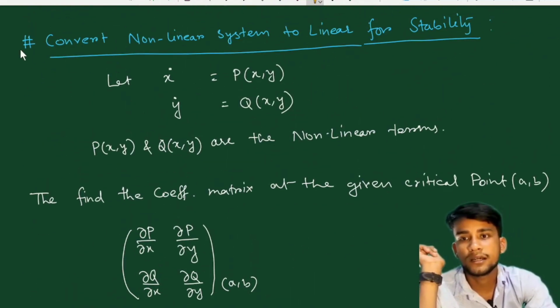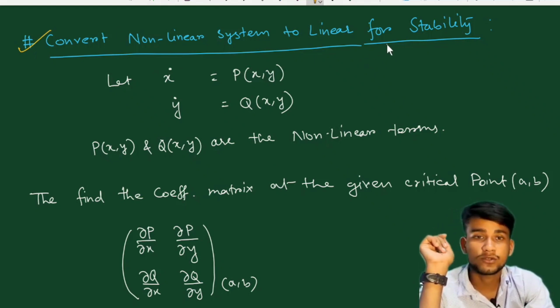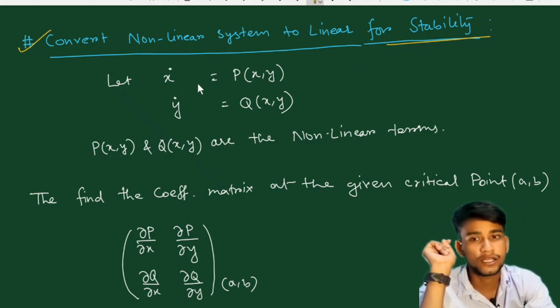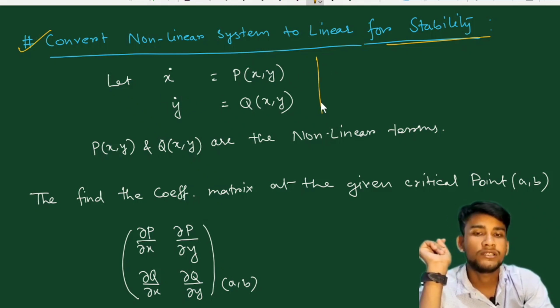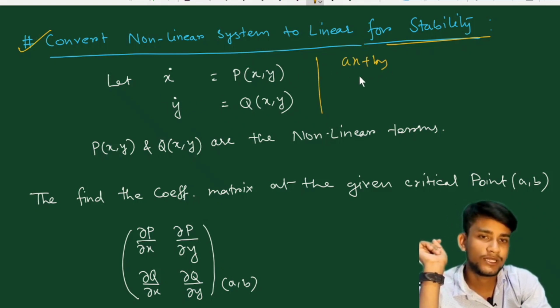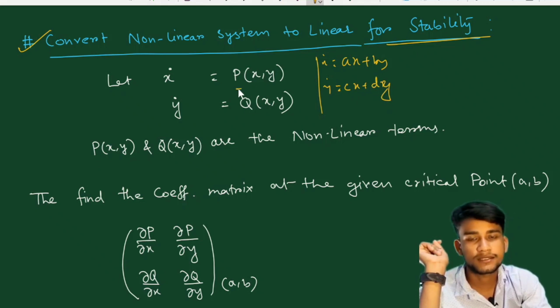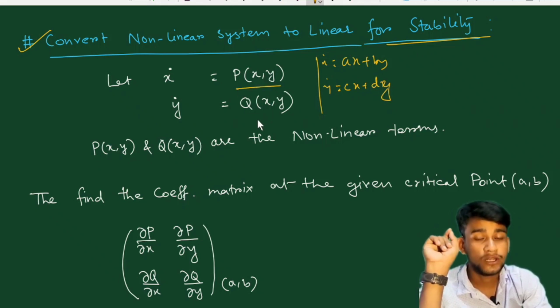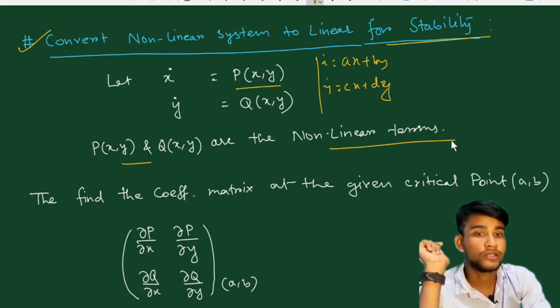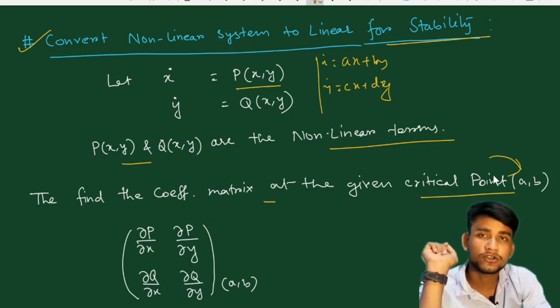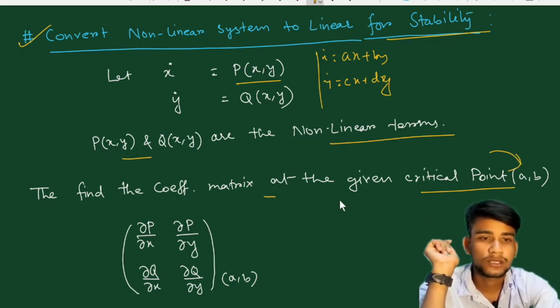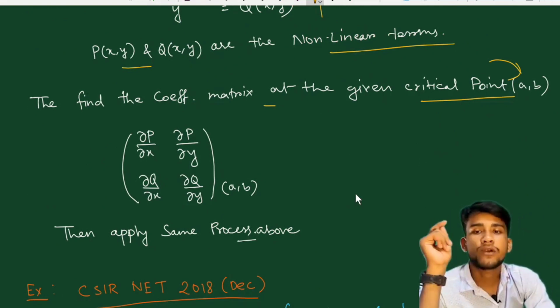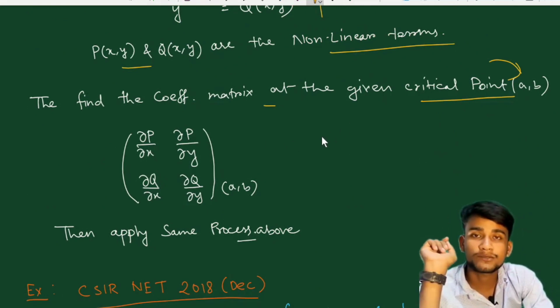Now convert the non-linear system to a linear one to check the stability. Suppose x dot equal to ax plus by and y dot equal to cx plus dy, which we discussed for the linear case, and in this case suppose px and qx are the non-linear terms. So to find the coefficient matrix at the given critical point, and the critical point is already provided in the exam, suppose the critical point is (a, b), how can we get the coefficient matrix from the non-linear terms?